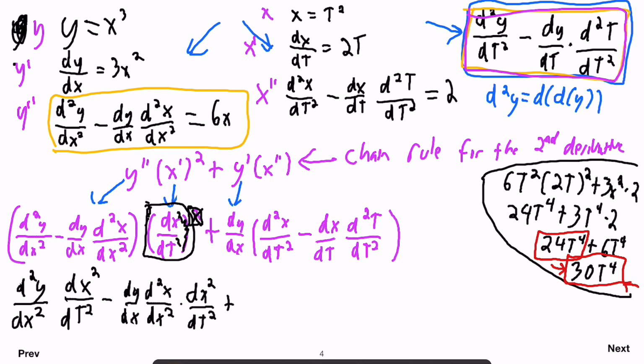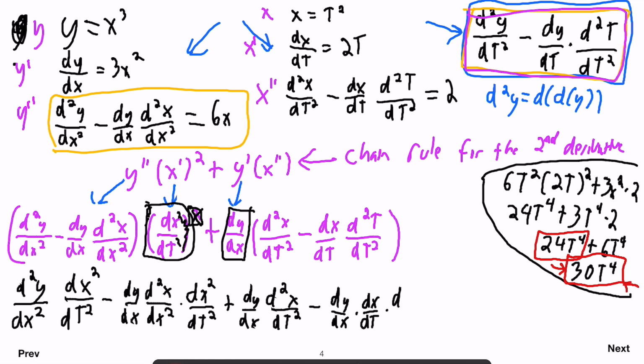now we're going to distribute this term, dy/dx times d squared x over dt squared, minus dy/dx times dx/dt times d squared t over dt squared. All right, so now let's cancel some things. All right, so we can cancel these differentials. We can cancel these differentials.